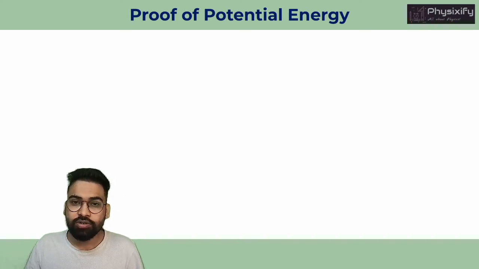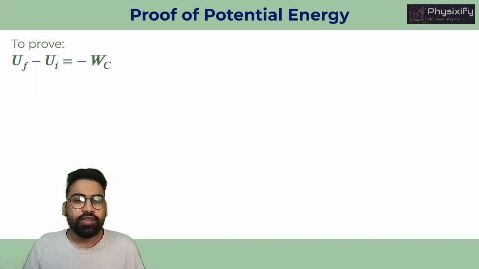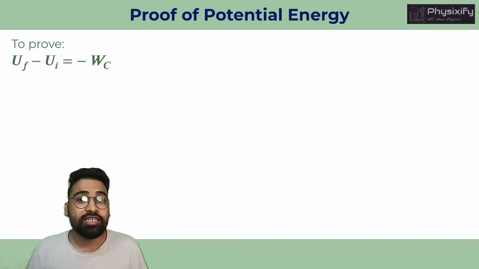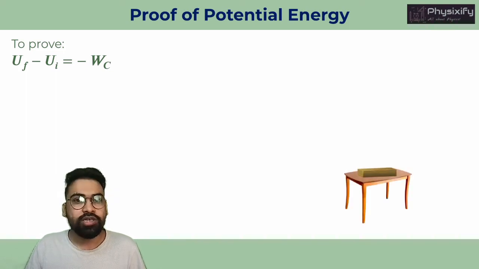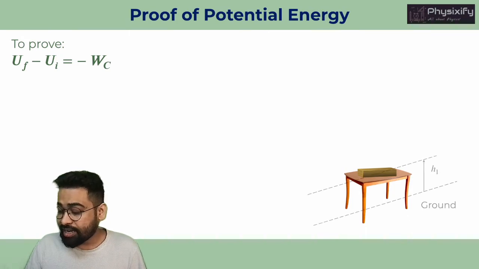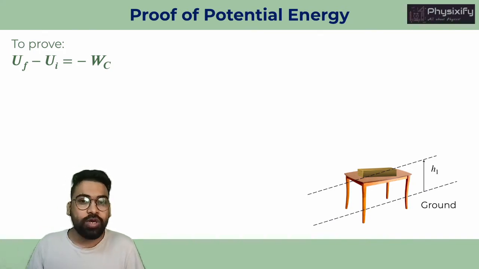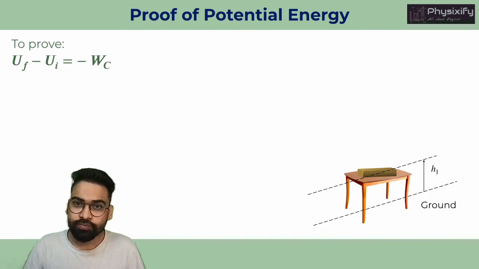Moving on ahead, if I want to prove how exactly this formula delta U equal to minus WC turns up, I will try to do it like this, right? I want to prove that final potential energy minus initial equals minus WC. This is the same statement as delta U equal to minus WC. First thing that I do is I take a table, I take a block, and I say let us say from the ground it lies at a height h1. This is my initial scenario.